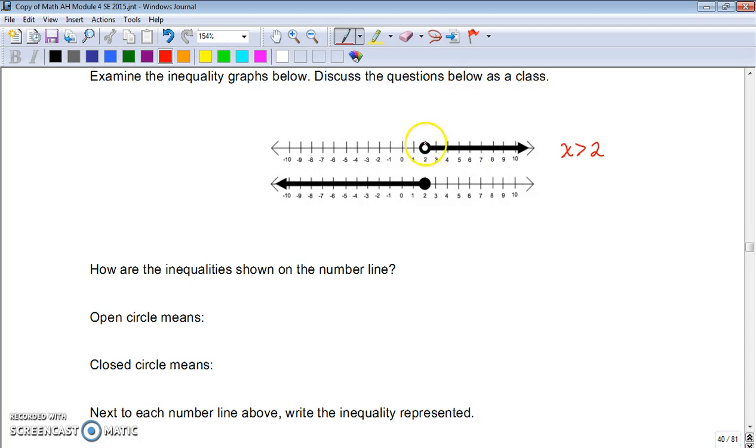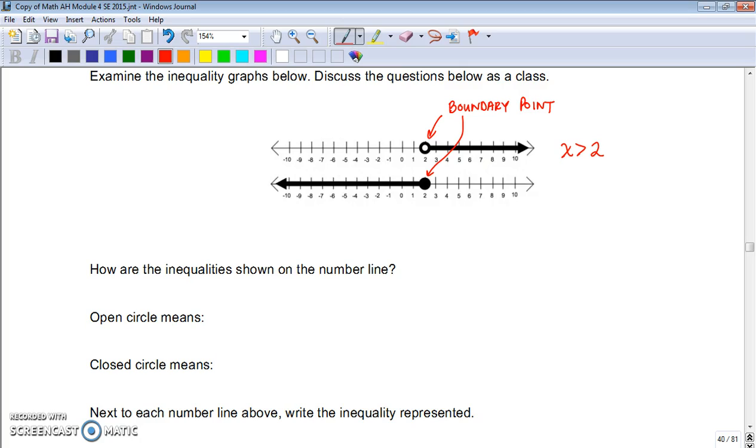And notice how we left this open. That means we actually don't want to include 2. That 2 is not actually greater than 2. This is actually a boundary point. We see that down in the second example, the boundary point is filled in.